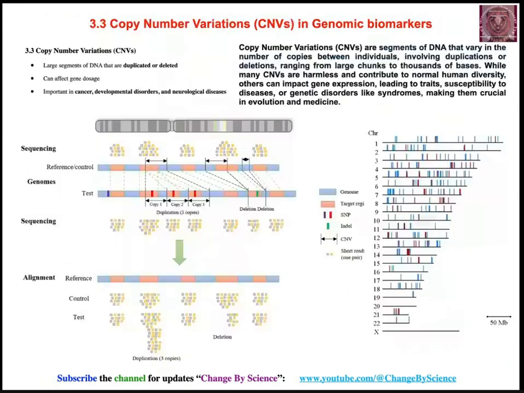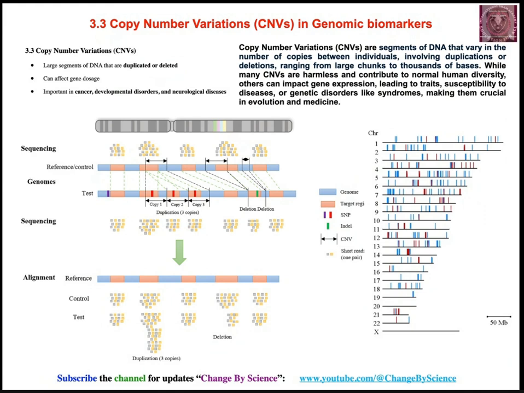Now it comes to the copy number alterations and copy number variations. So these CNVs are segments of DNA that vary in the number of copies between individuals, involving duplications or deletions ranging from large chunks of thousands of bases. While many CNVs are harmless and contribute to normal human diversity, others can impact gene expression, leading to trait susceptibility to diseases or genetic disorders like syndromes, making them crucial in evolution and medicine.